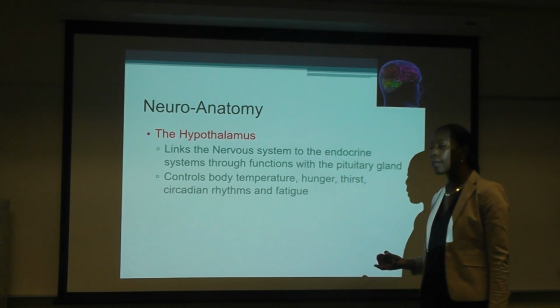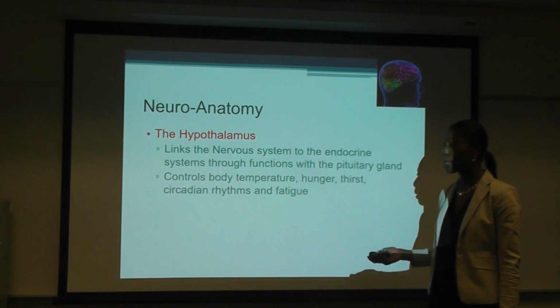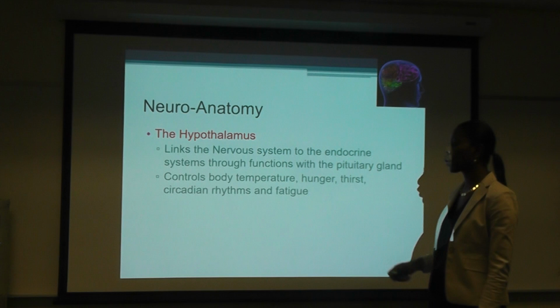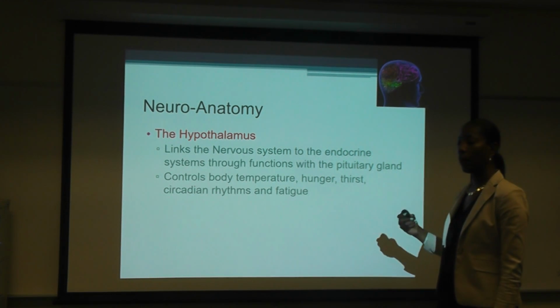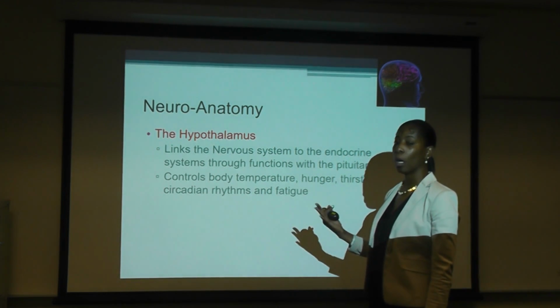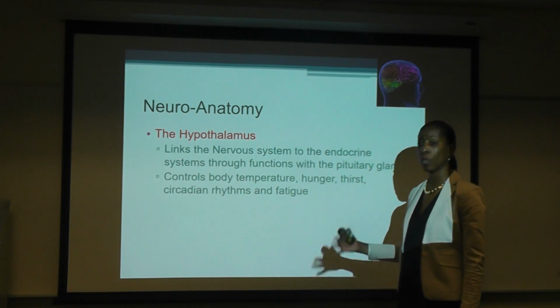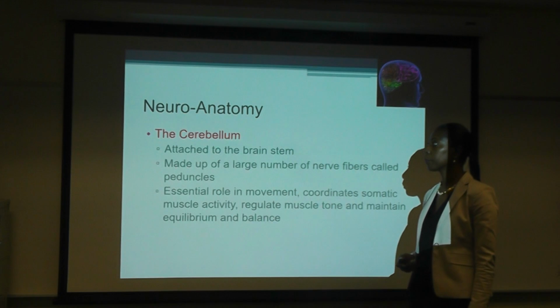The hypothalamus, again, integrates the central nervous system with the endocrine system. It actually controls temperature, hunger, thirst, circadian rhythms, and this is usually implicated through hormones or messengers that are produced in response to various needs that the body may have.